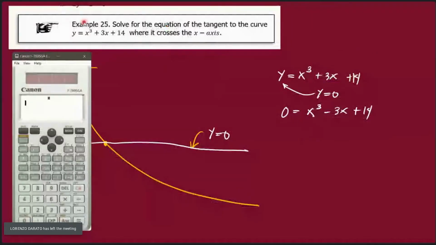You go to your calculator. Okay, you go to your calculator. If you have your calculator, you go to your mode, equation, number 5. Okay. Mode, equation, number 5, then down. Cubic. Okay, liwat. Mode, equation. Di ba? Number 5, di ba?